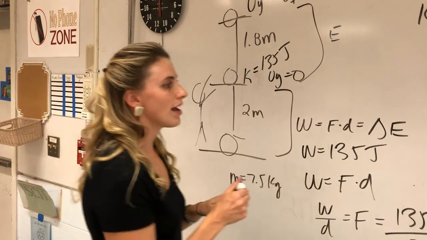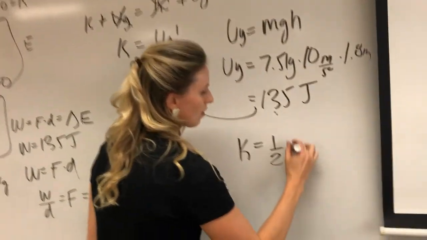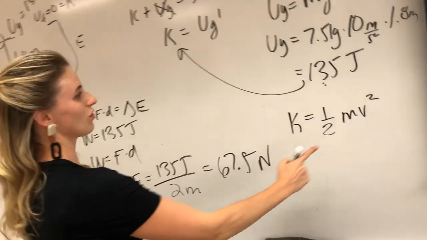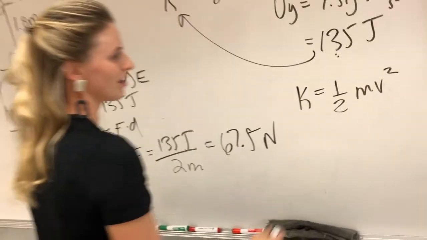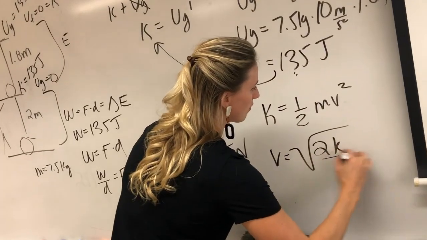If we know the mass and we know the kinetic energy, what's that equation for kinetic energy? Aha! So could we figure out the velocity of the ball here? Yeah. What do we say our equation is? Velocity equals the square root of 2K divided by m, right?